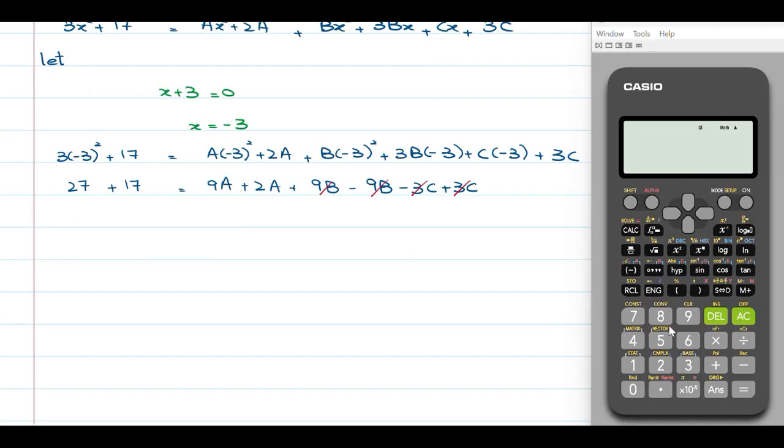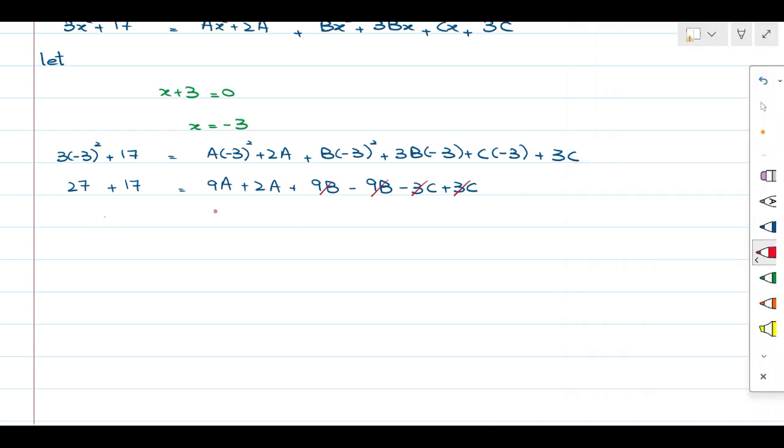Okay. Now simplify 27 plus 17, which is 44. So here we have 44, and here 9 plus 2 is 11a. 44 divided by 11, my a value, which is 11 times 4 is 44, and from here we get a equals 4. So we are done with a.